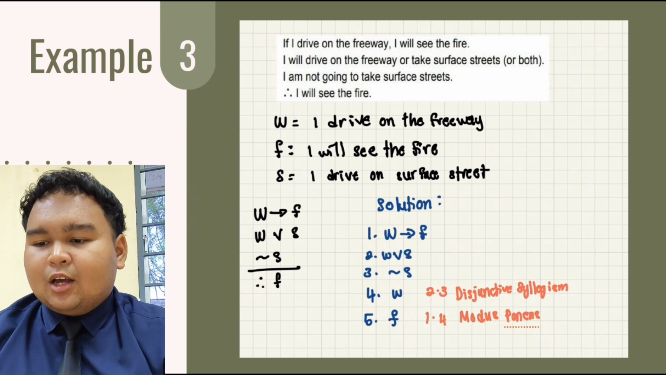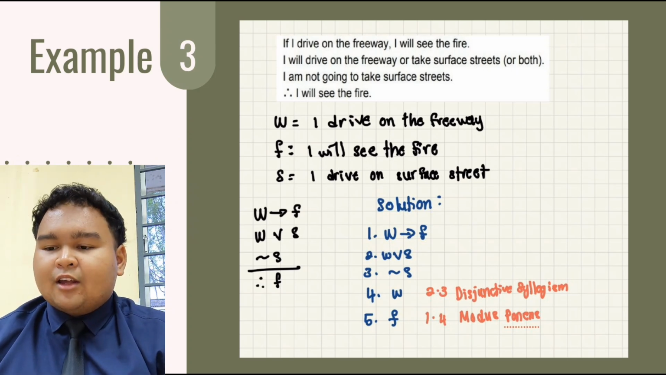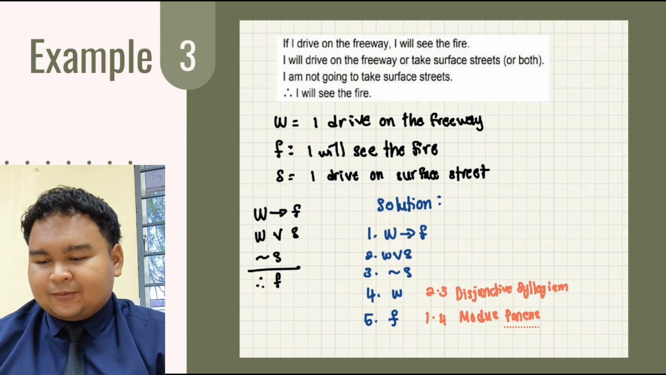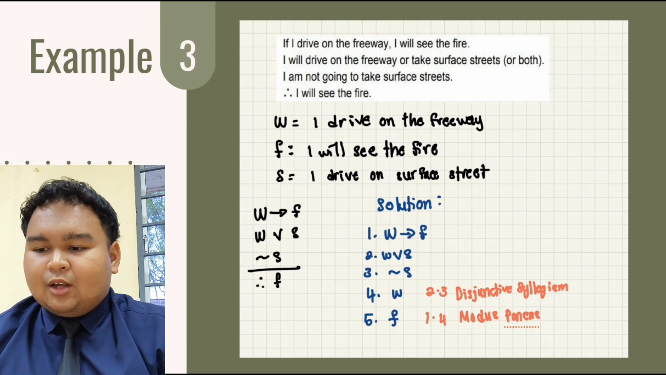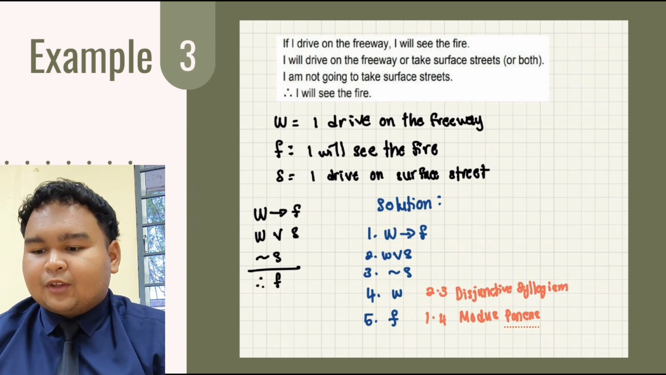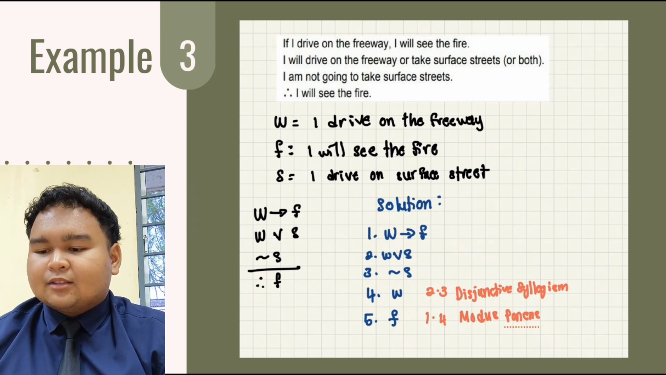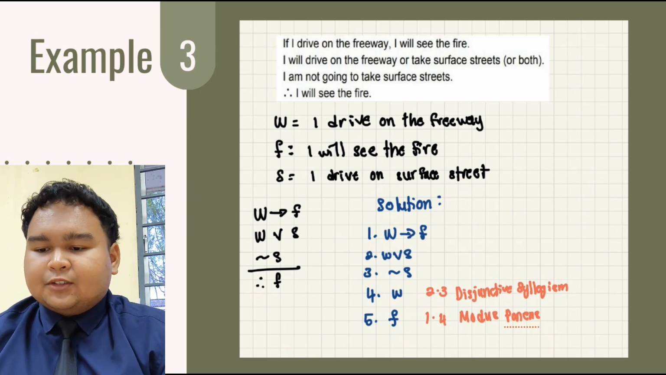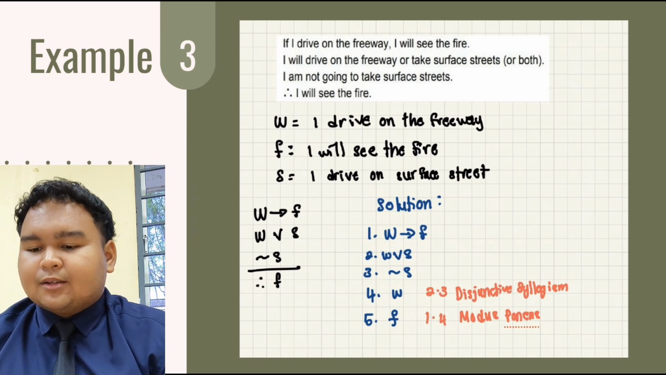From the statements, we get W as I drive on the freeway, F as I will see the fire, S as I drive on surface streets. From the statements, we can get W implies F, W or S, and negation S. So the conclusion from the premises is F. To solve this question, first thing first, we have to list all the premises. Number 1 is W implies F, number 2 is W or S, and number 3 is negation S.